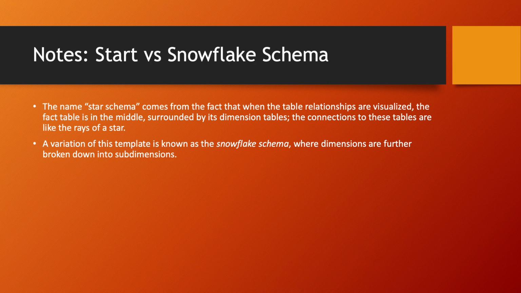Now, star versus snowflake schema. Here there is a typo. Instead of start, it should be star. The name star schema comes from the fact that when the table relationships are visualized, the fact table is in the middle, surrounded by dimension tables. The connections to these tables are like the rays of a star. A variation of this template is also known as snowflake schema, where dimensions are further broken down into subdimensions. So it gives you a snowflake-like mental model.